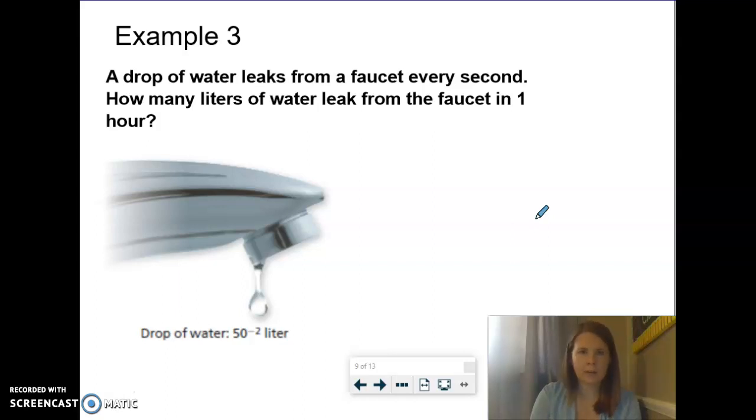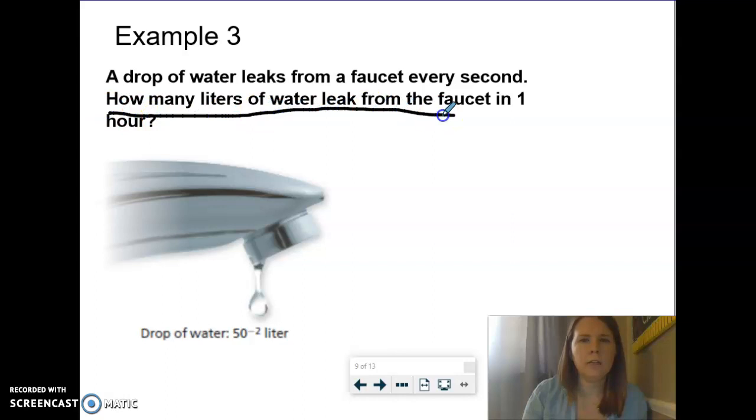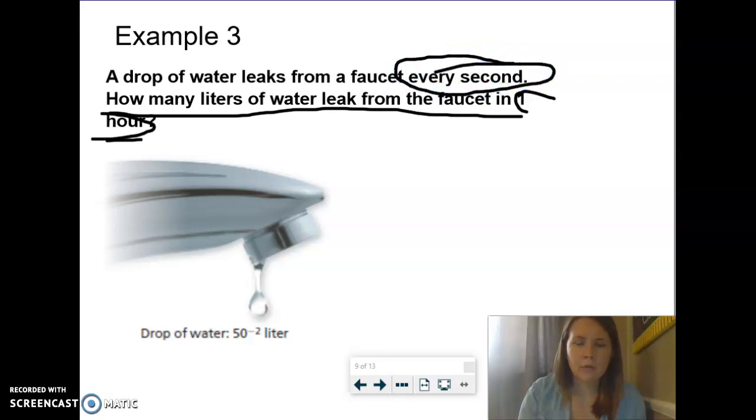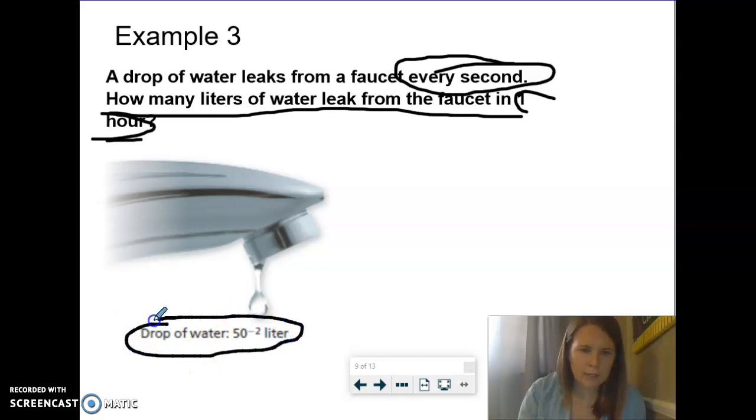How many liters of water leak from the faucet in 1 hour? Okay, so what we need to figure out is how many liters of water leak from the faucet in 1 hour. Biggest part here is going to be that 1 hour time, okay? Because the other part that's important to know is that the measurement they give me is only in seconds. So they say that a drop of water is this many liters. Remember that this is only given every second. So I'm going to have 50 to the negative 2 liters every second being let out from the faucet.